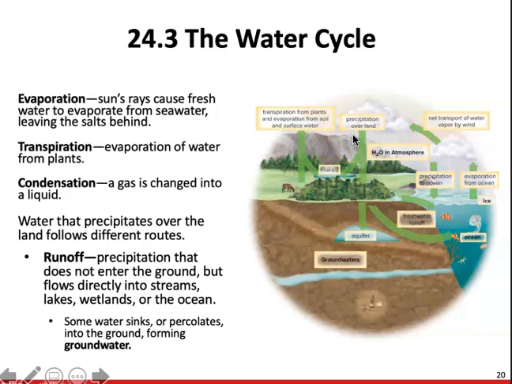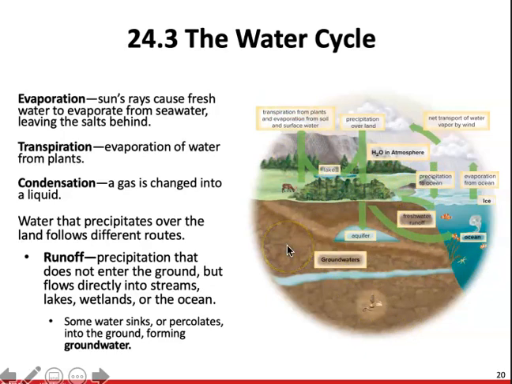Condensation is when that gas is changed into a liquid. So for example, water is going to condense as it enters the atmosphere. When it enters the atmosphere, it's going to condense and then it's going to form precipitation. It's going to precipitate over land. Rain, snow, sleet, hail, fog, all of that is precipitation over land. Water that precipitates over the land is going to follow a couple of different routes. Because land lies above sea level, gravity is going to eventually return all fresh water to the ocean.